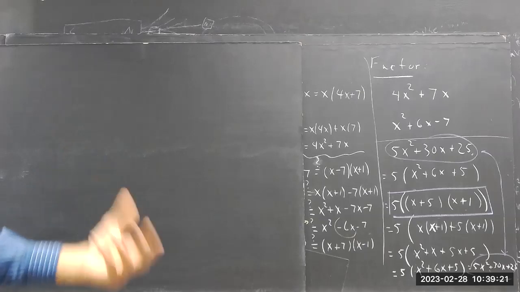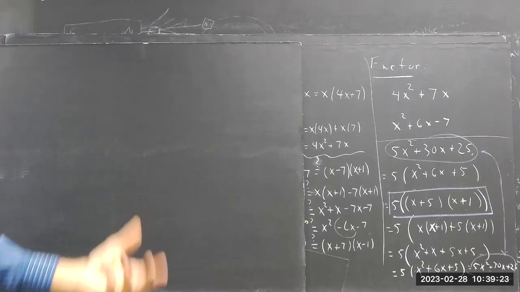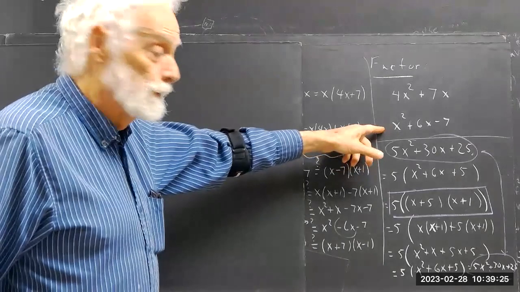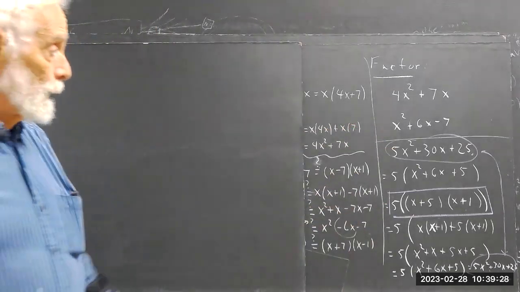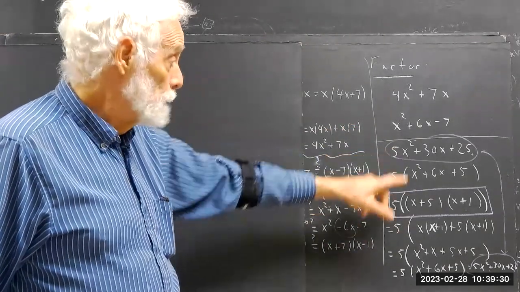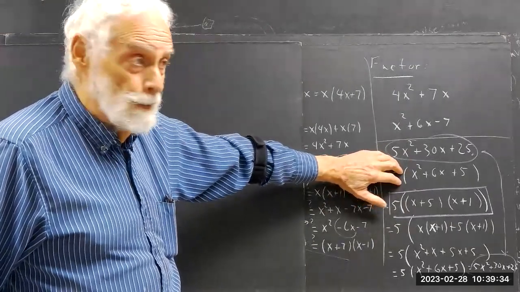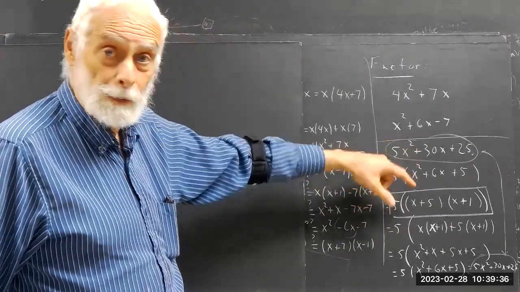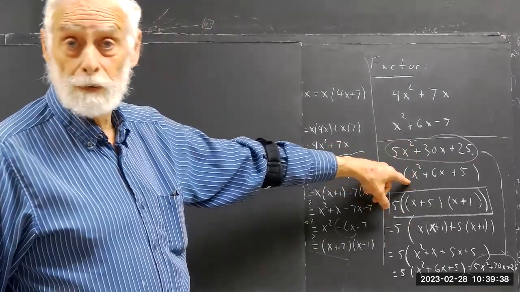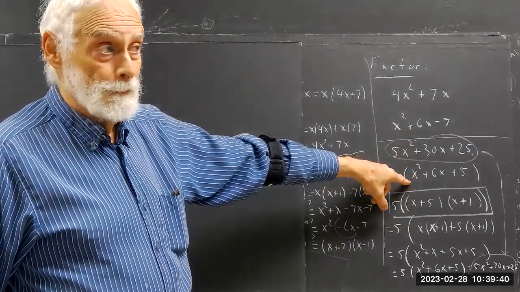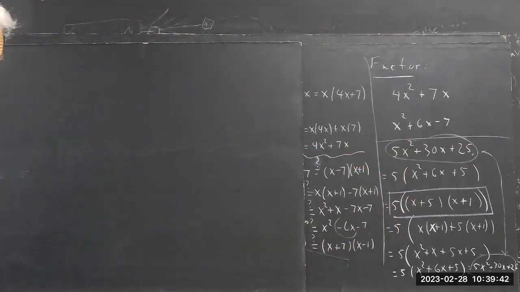You're going to have another assignment in a couple of days, factoring trinomials that don't have a 1 in front of the x squared. Now this one didn't have a 1 in front of the x squared, but we took care of that by factoring out the 5, so we could concentrate on a polynomial, a monic polynomial, that's what we call it. It has a 1 in front of x squared.